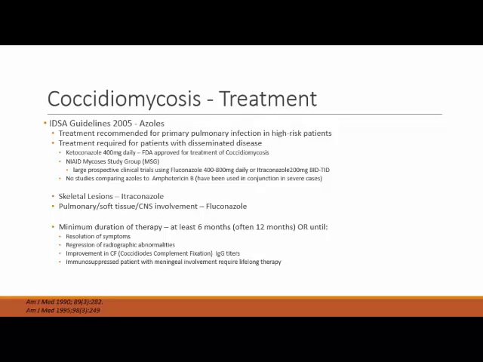Treatment from the IDSA, this is their guidelines from 2005. Azoles are actually the drug of choice. It's recommended for primary pulmonary infection in high-risk patients and then absolutely in patients with disseminated disease. The only FDA-approved drug for Coccidioides is actually ketoconazole, 400 milligrams, although it's less in favor for being used for treatment because of the wide side effect profile.